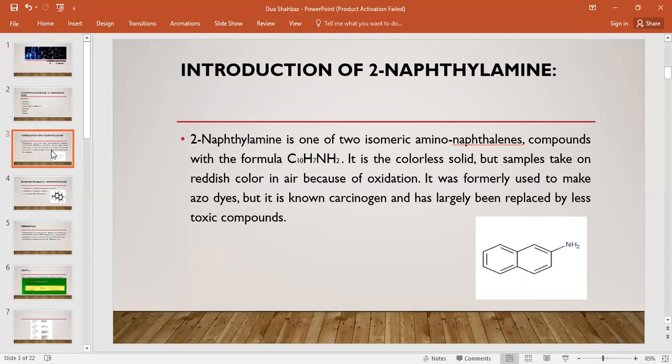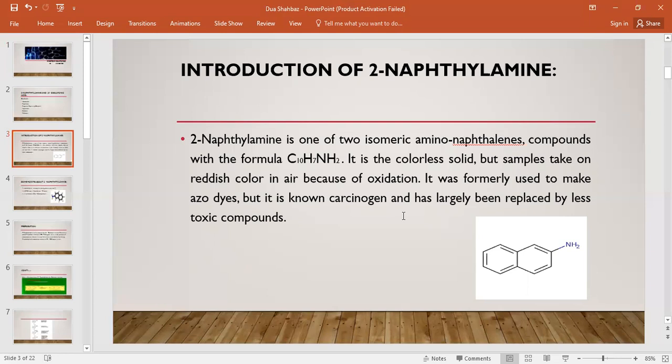2-naphthylamine is one of the two isomeric amino naphthalene compounds with the formula C10H7NH2. It is a colorless solid, but samples take on a reddish color in air because of oxidation. Oxidation is the addition of oxygen, removal of hydrogen, and loss of electrons. It was formerly used to make azo dyes, but it is a known carcinogen and has largely been replaced by less toxic compounds. And here is the question, what is an azo dye and also what is a carcinogen?